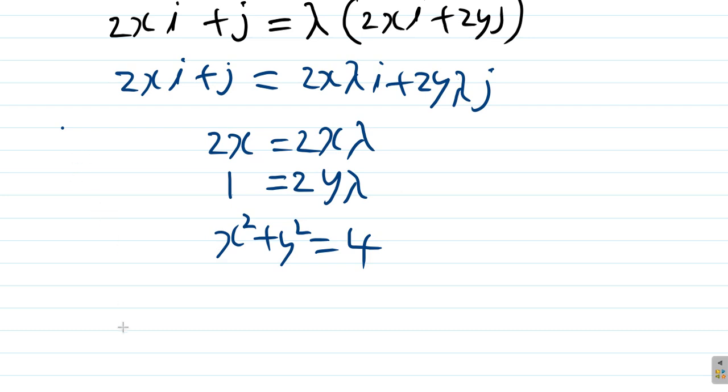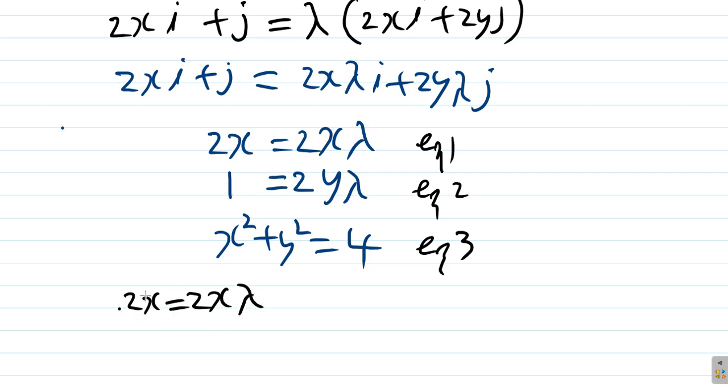Since we have three equations to solve, we have simultaneous equations. Call this equation 1, this equation 2, this equation 3. Alright, so you see how you're going to solve it now. Let us see what's going to happen. Look at equation 1. 2x is equal to 2x lambda. If we divide by 2x and cancel, then all you have to say is that 1 is equal to lambda. So lambda is 1. Alright, so you know your lambda now.